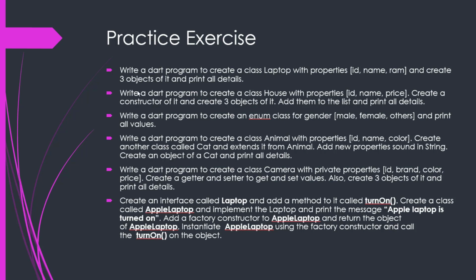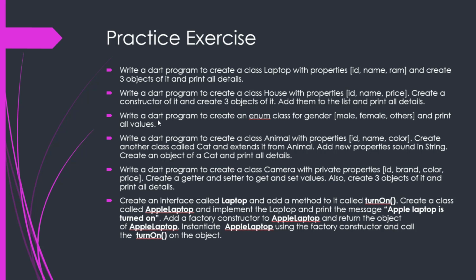This is simple. Next one is: write a Dart program to create a class house with properties ID, name and price. Create a constructor of it and create three objects of it. Add them to list and print all details. In this case, we will create a house class and add properties ID, name and price. And then we will create its constructor and pass these values to create objects. After creating three objects, we will add them into a list and finally we will print.